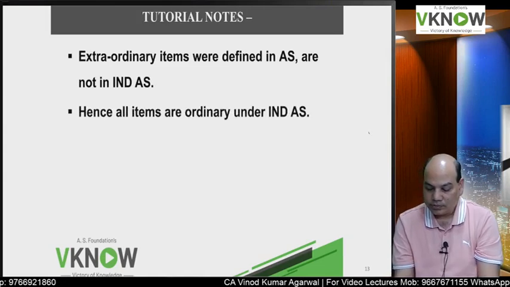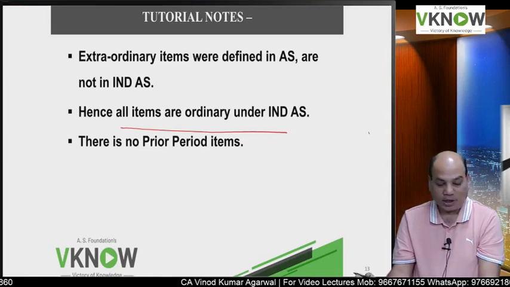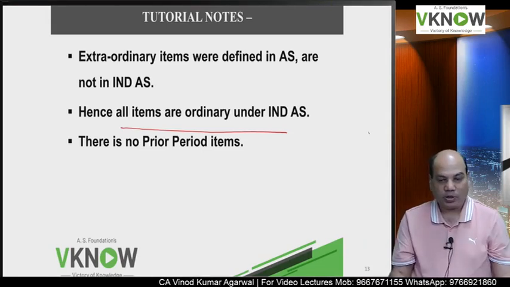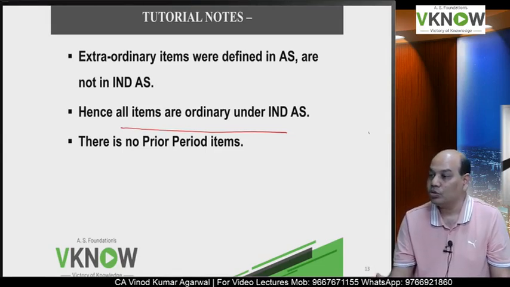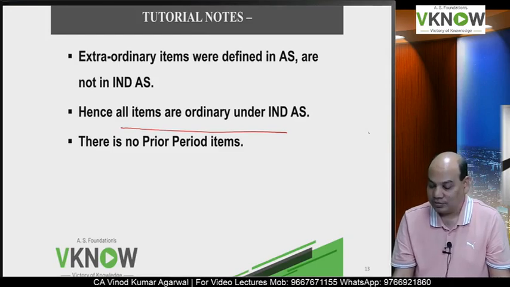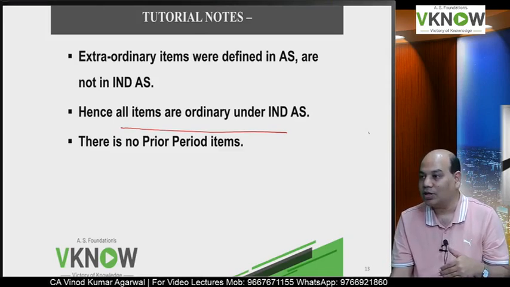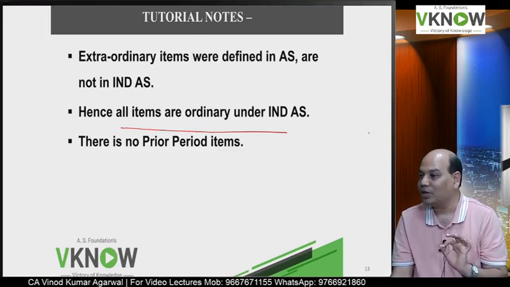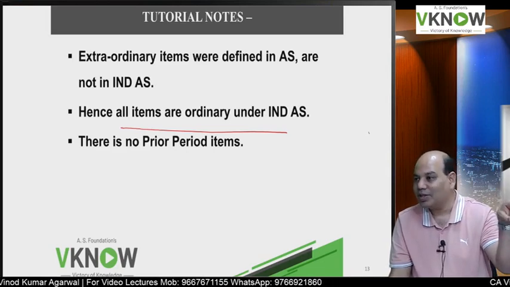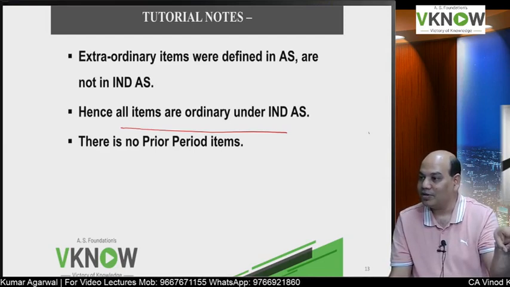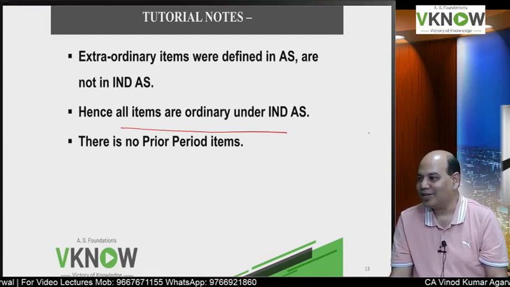Then secondly, what about prior period items, sir? In intermediate we were taught prior period item. There is no prior period item. Then where will prior period item go? You have to do retrospective adjustment. Oh my God. So if you make mistake in earlier year, discovered in current year, you can't rectify current year P&L account. You have to go to that year to which the mistake relates and rectify it and bring it to the current year.